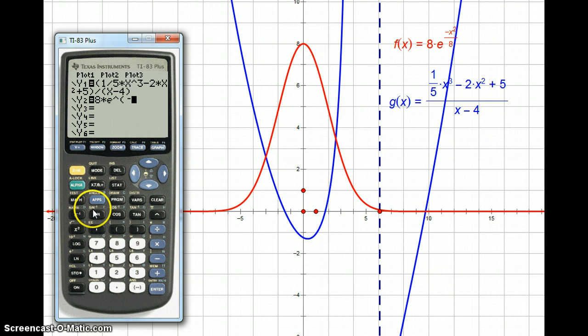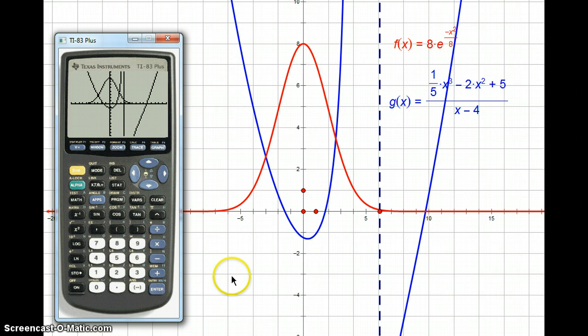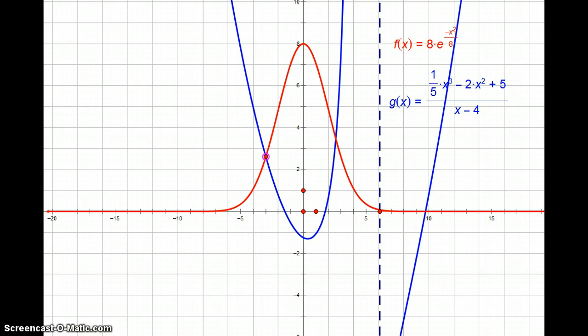So negative x squared divided by 8, and then I must close off my parentheses so I know that all that stuff is in the exponent. I can graph that, and then it gives me that bell curve as well. And I could find the point of intersection between those two values. I could figure out where this crossing point is right here.